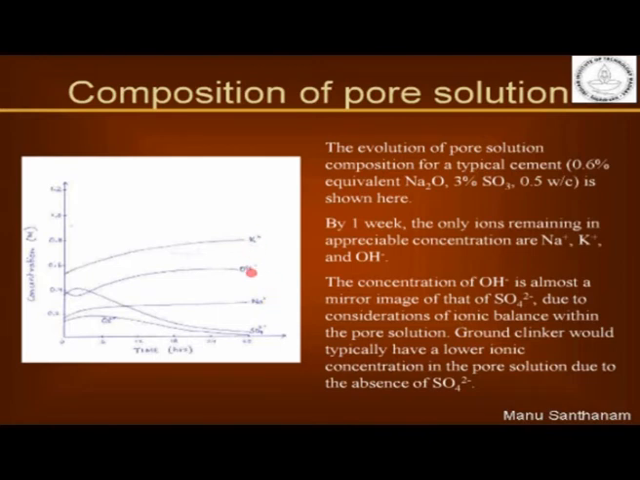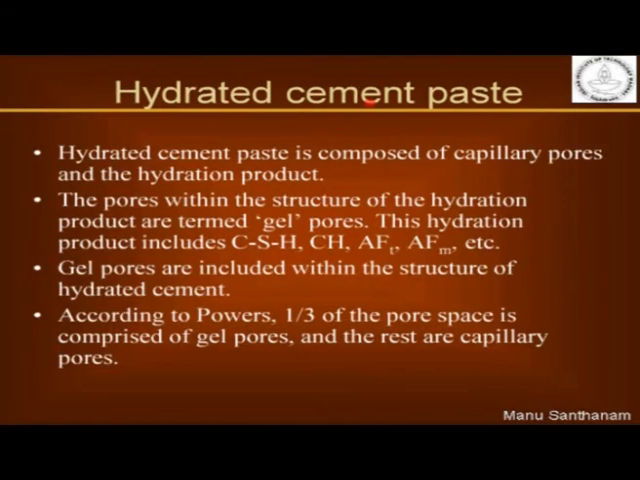Na plus, K plus and OH minus. Okay, and the pH of the system is going to be as high as 12.5 or 13, and that high pH is maintained because of the very high alkali oxide concentration present inside your pore solution. So your calcium hydroxide and your alkalis are both responsible for producing a very high pH in your cementitious system. Now let us look at hydrated cement paste.